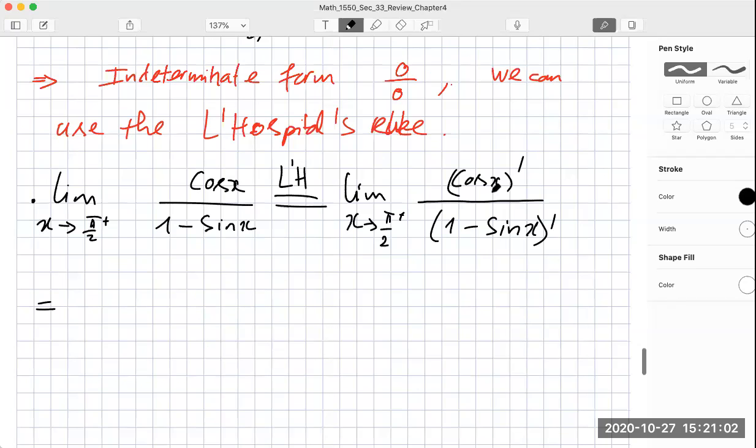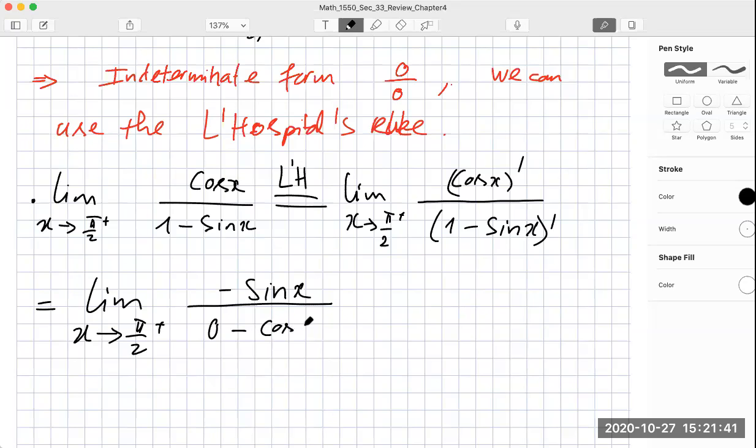So let us compute the derivative of cosine here. And what is it? Yes, the derivative of cosine gives us negative sine of x. Very good, thank you, Faith. And the derivative of the denominator here will be the derivative of 1, which is 0, minus the derivative of sine. The derivative of sine gives us cosine, right?